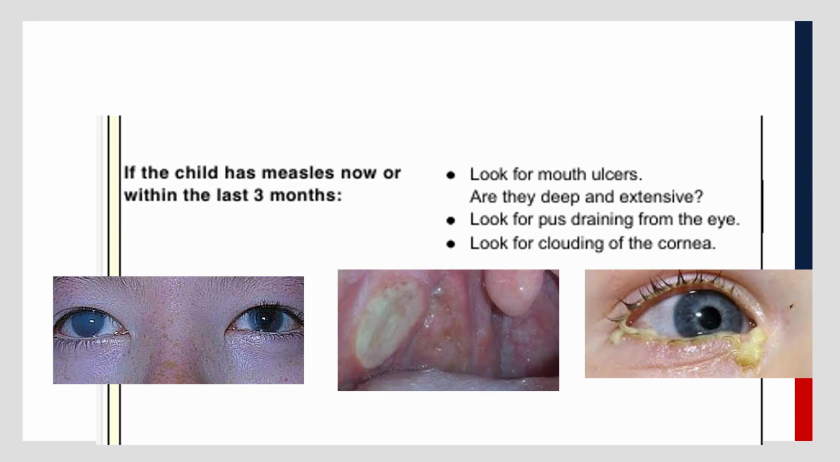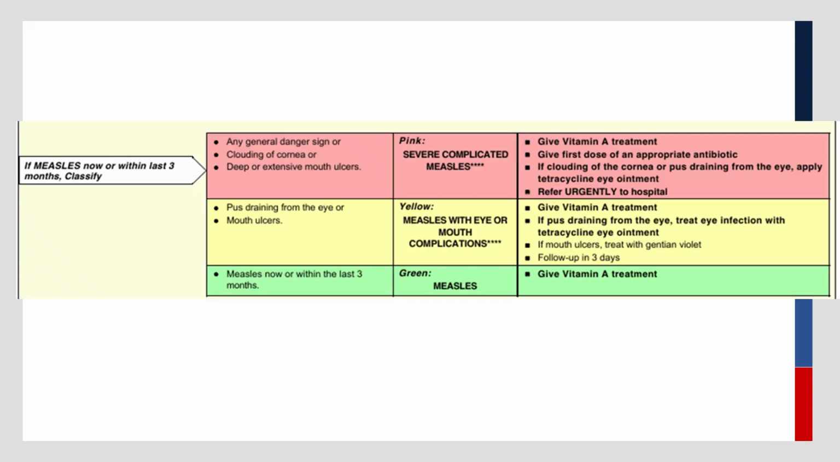So this is clouding of cornea. You look for this even if the child had measles within the last 3 months. You are going to look for these signs. So you're going to see clouding of the cornea. You're going to see if the child has pus draining from the eyes.